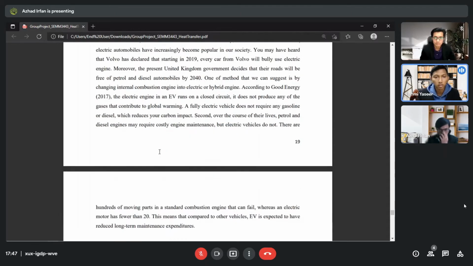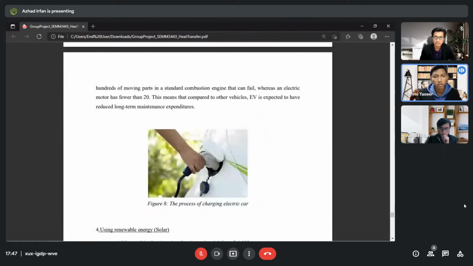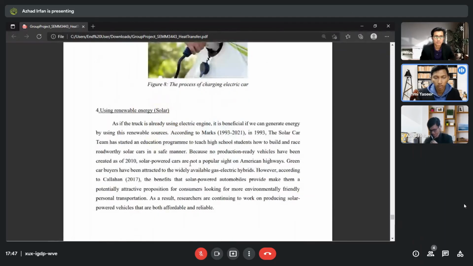Secondly, petrol and diesel engines may require costly engine maintenance, but electric vehicles do not require engine maintenance. So this means that compared to other vehicles, electric vehicles are expected to have reduced long-term maintenance expenditure. I will pass the fourth method to my teammate.